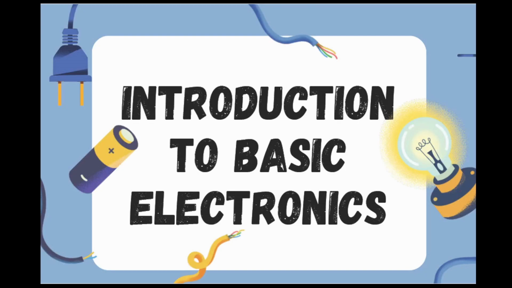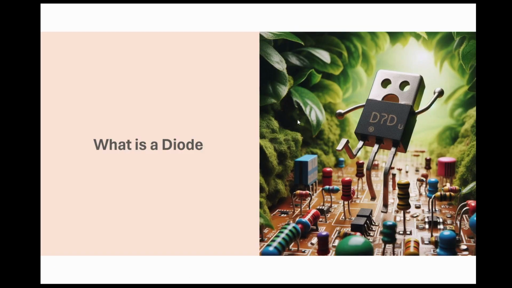Today we are going to cover the very basics of a diode, the very basic diode types and some brief explanation about them. What is a diode? A diode is a semi-conducting device that allows current to flow in one direction but not the other. But you will ask now, what is a semi-conducting device or semiconductor?